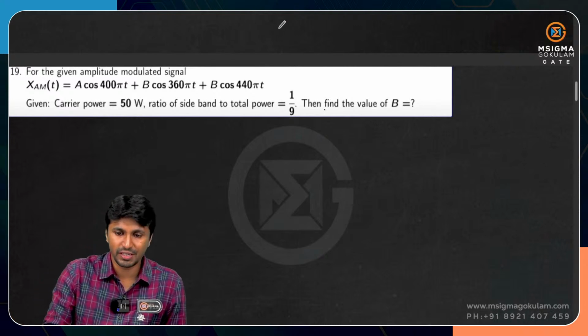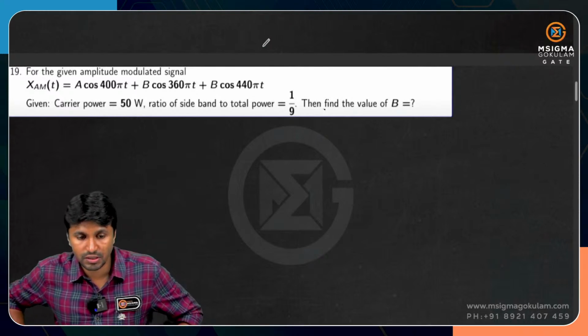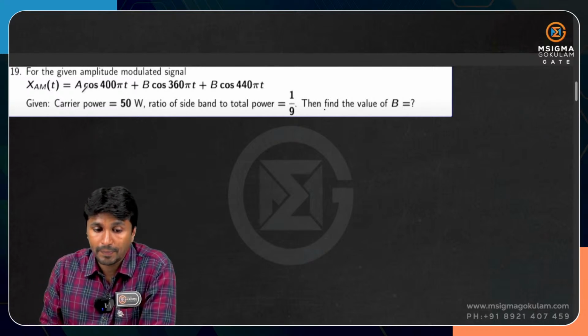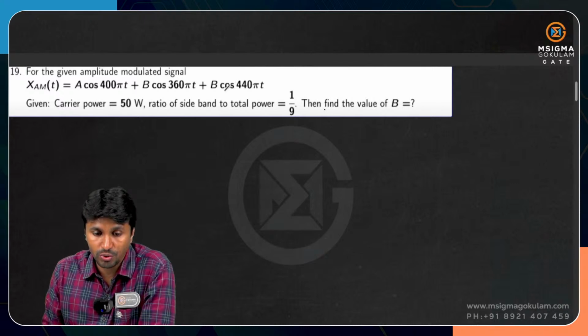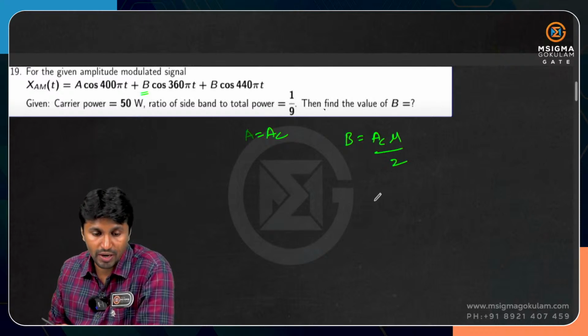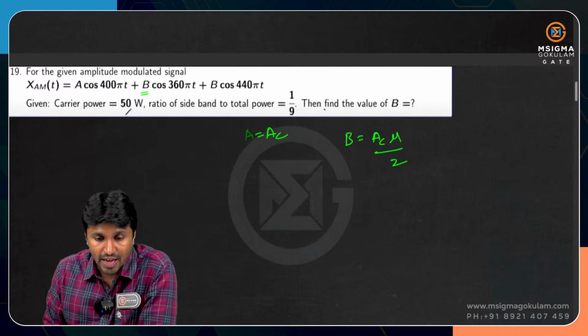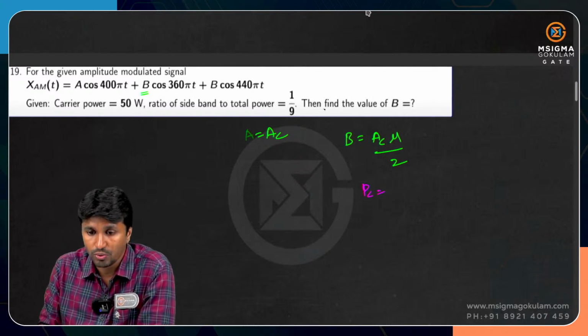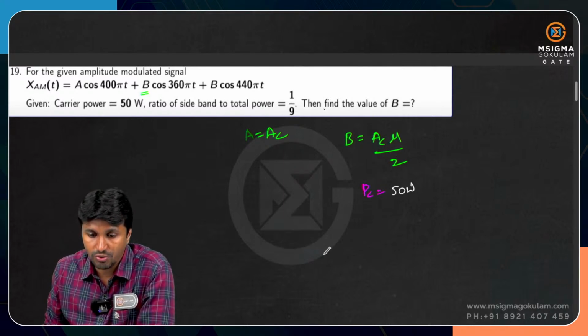Now this is a very simple problem. This is a problem from analog communication. Look at this one. The time domain equation of analog amplitude modulation is given to you, right? When you compare it with the standard form, A is simply A_C and B is simply A_C into mu by 2, right? Also he has given that the carrier power is 50 watt. So P_C is equal to carrier power is equal to 50 watt.